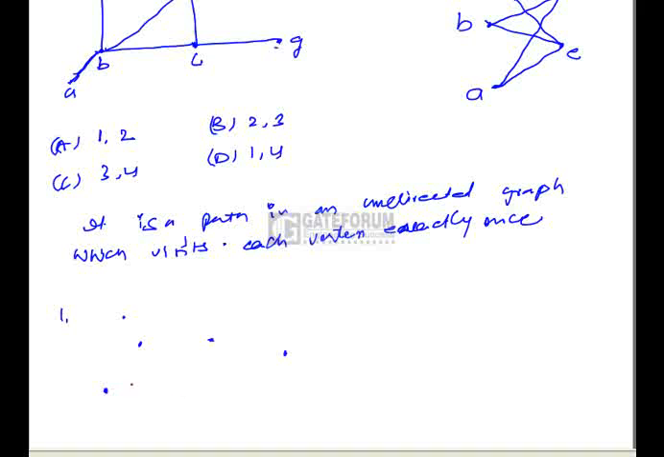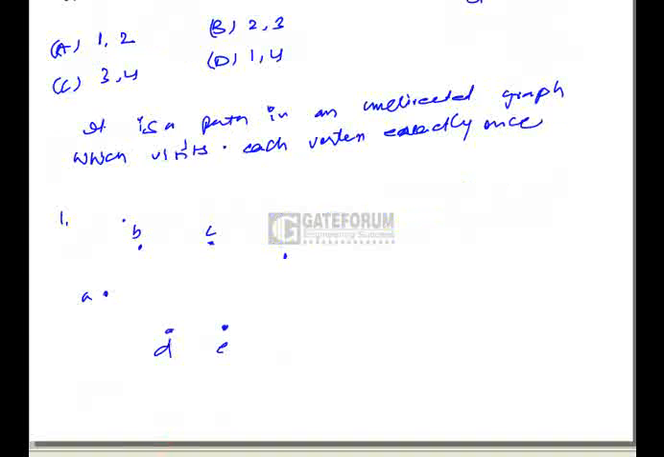It contains 6 vertices named A, B, C, D, E, F. So here we can draw a path which visits each vertex exactly once. Let us start from A. So here there is a path from A to B, then C, then F, then E, and then D, and then so we can stop here.